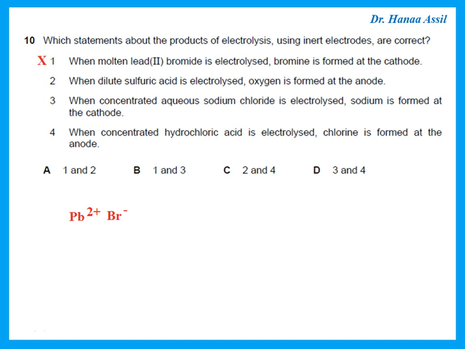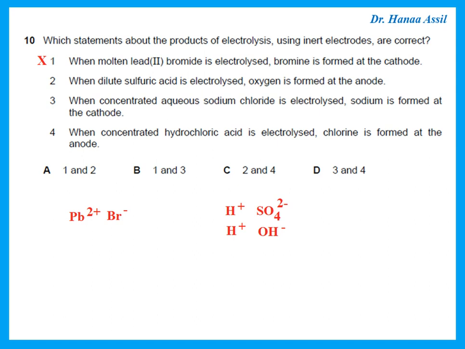Okay, then he's saying when dilute sulfuric acid is electrolyzed, oxygen is formed. Well, let us think about it. Dilute sulfuric acid means I have the ions from the sulfuric acid, and I have the H plus and the OH minus from the water. Now, that means that if we're talking about the anode, which is positive, I'm looking at the negative ions. Which of these negative ions will work?